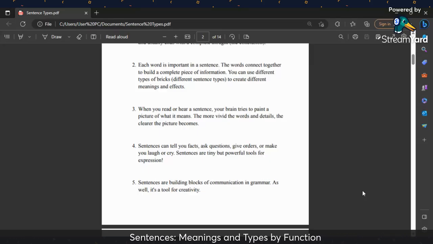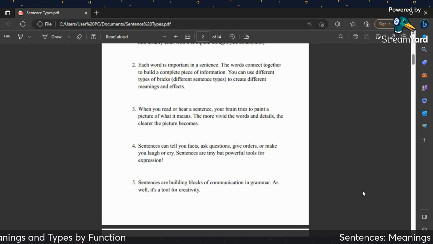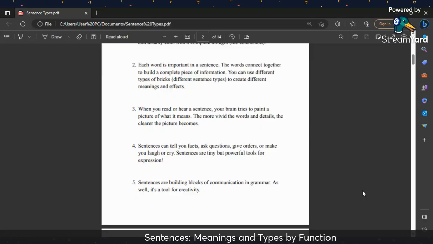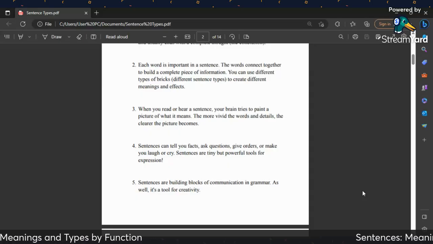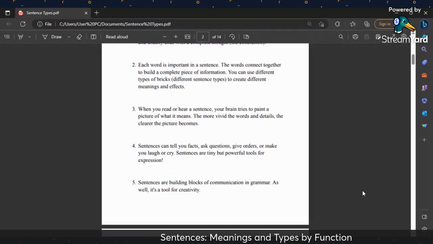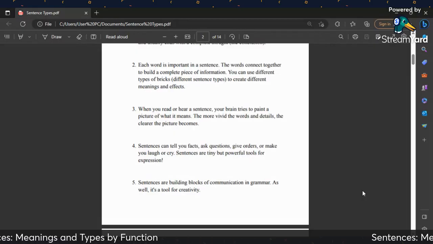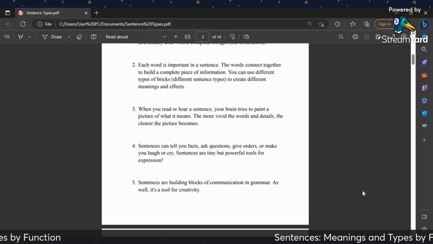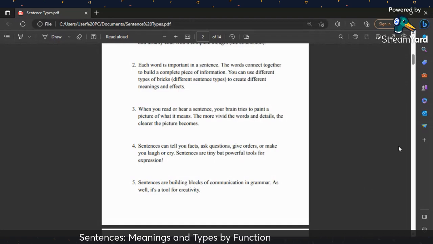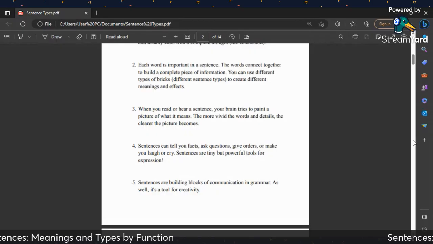So sentences are building blocks of communication in grammar. If you want to communicate, you communicate through sentences. In grammar, you cannot say you want to communicate and you're just looking at the person you're speaking to without saying anything. Every utterance you say all boils down to sentences. They are the basic blocks of grammar, of communication in grammar. If you want to communicate effectively, you need to take sentences seriously.